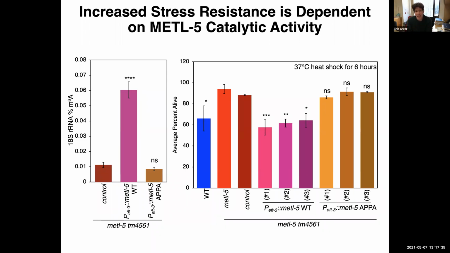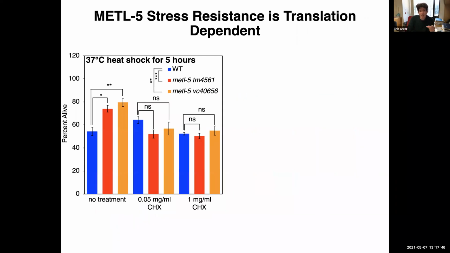So we've identified this enzyme, which is methylating the ribosome, and it's causing this alteration in stress response. Is this due to changes in translation? To assess this, we decided to administer a broad translation inhibitor, cycloheximide. And what we found was that, as before, the METL5 mutant worms show increased stress resistance relative to the wild type worms. However, when we inhibit translation, the METL5 mutant worms no longer display this increased heat stress resistance.